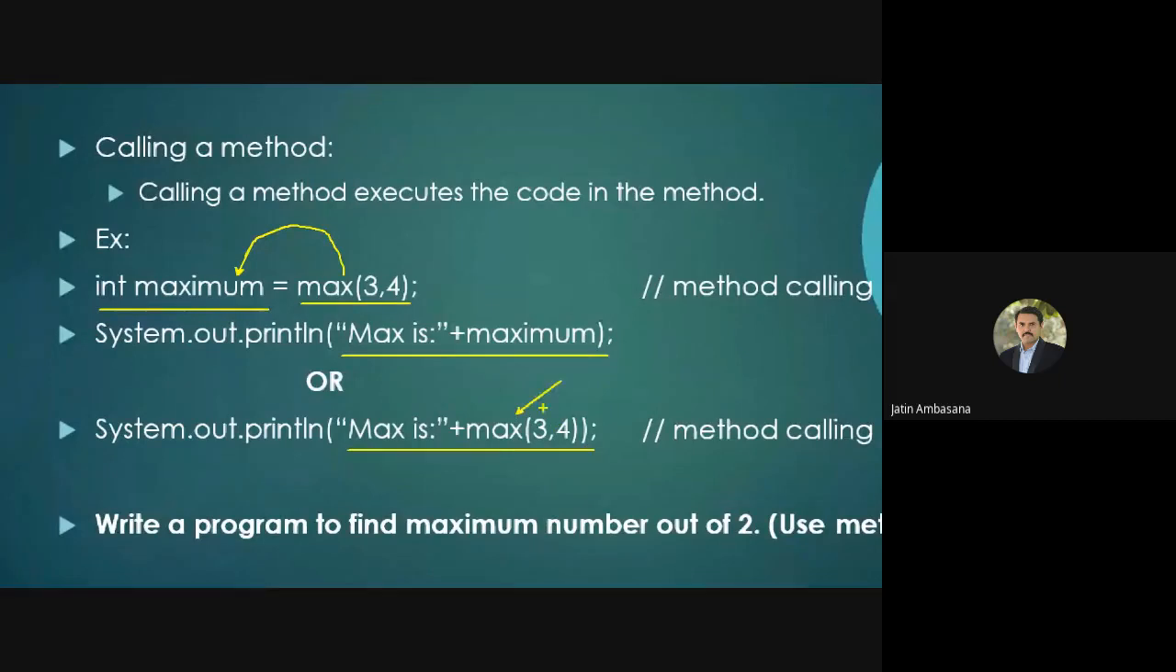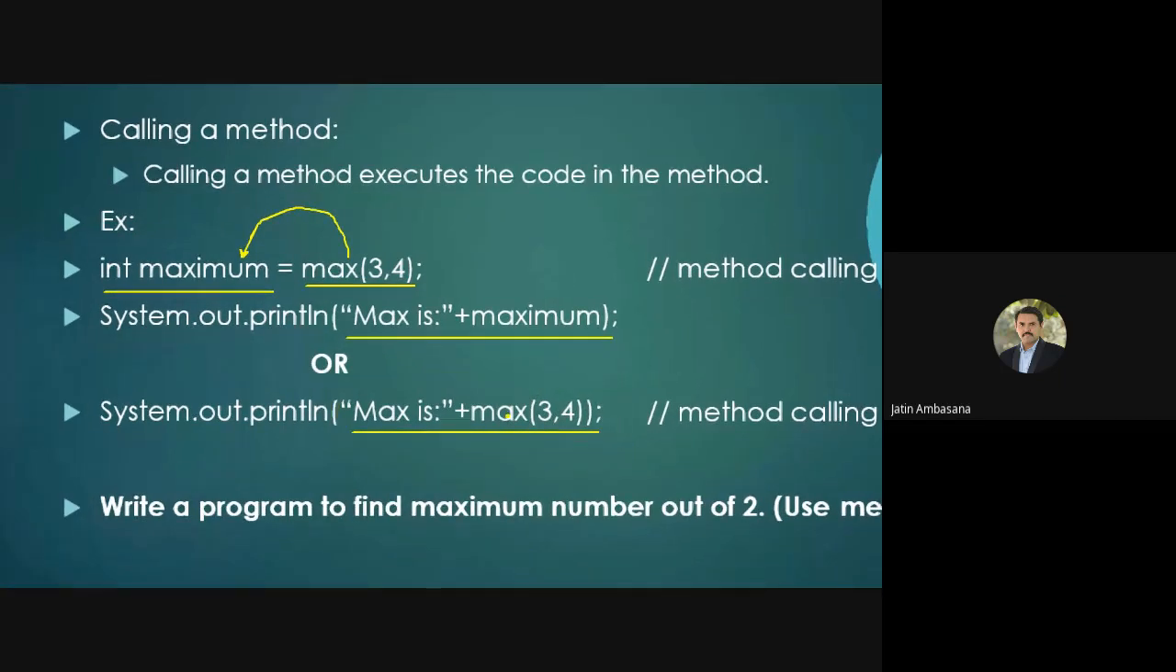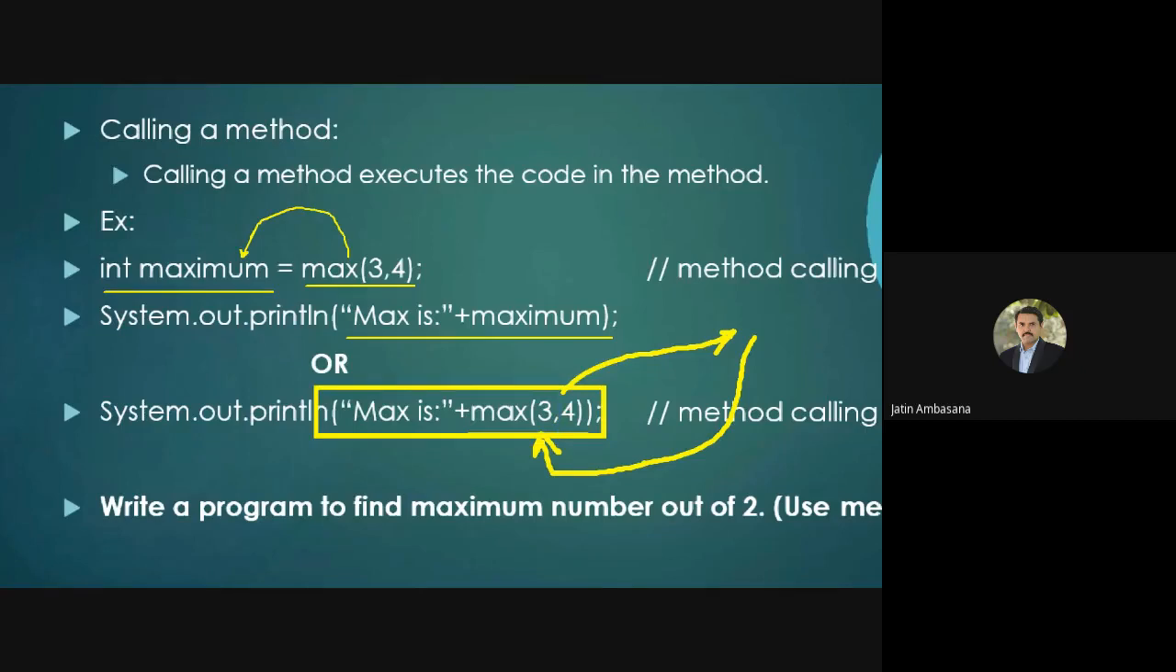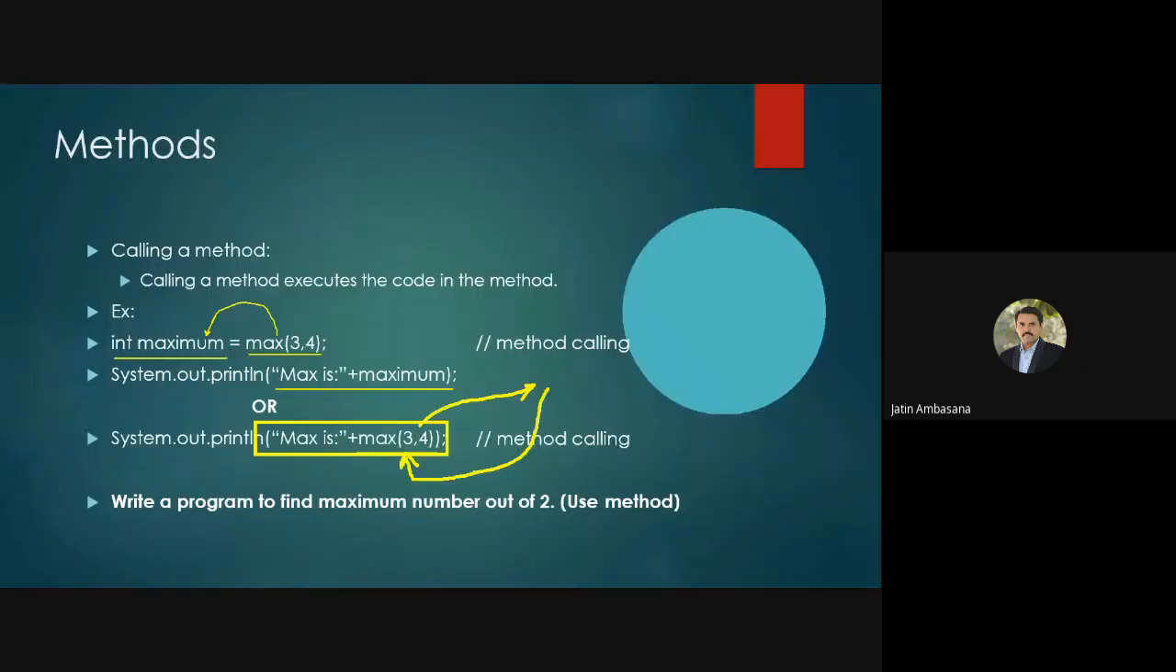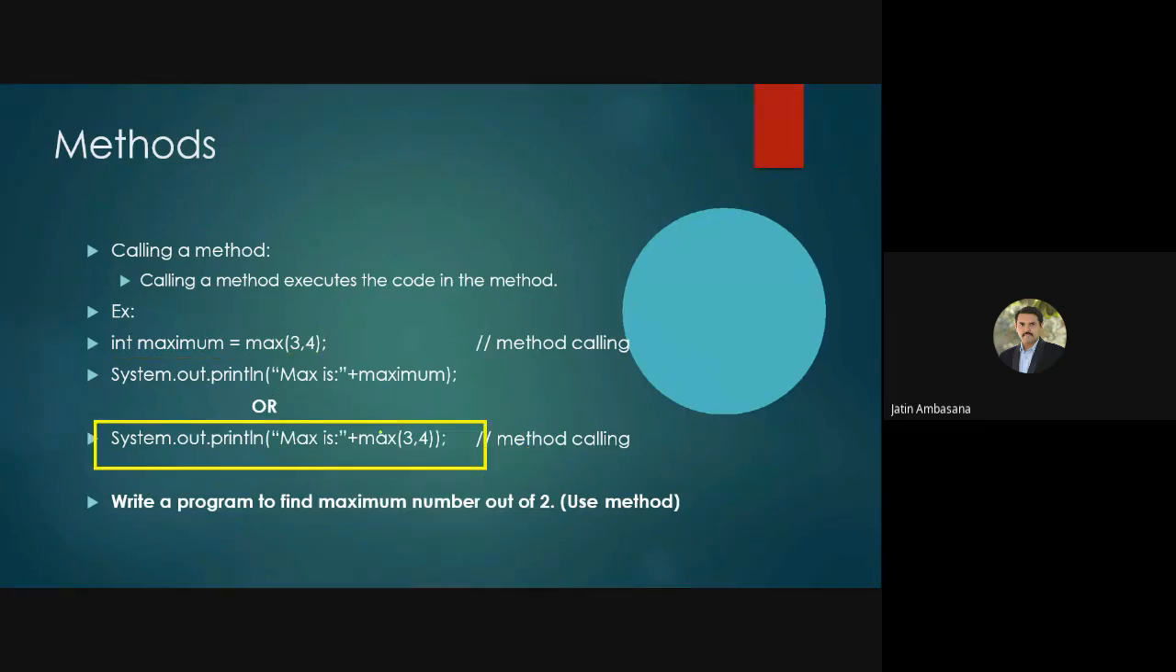Or we can call this particular method directly inside this println. That is also possible. What will it do? It will first call this method, the control will go execute the method, then the control will put the value over here, whatever will be the return value, and then this println will be executed. Okay. This is how we use a method. For example, there is a program to find the maximum number out of 2. For this kind of program, we can use this kind of method.